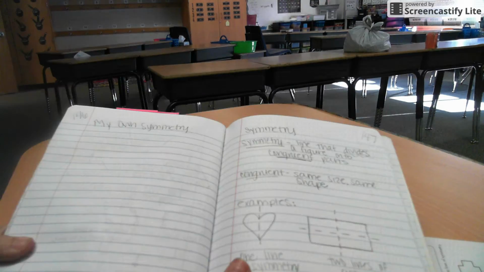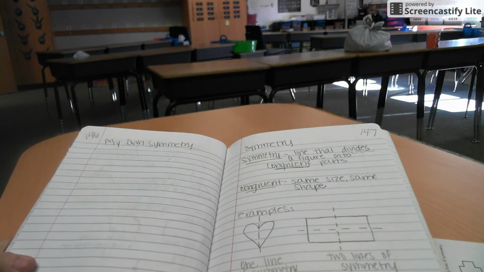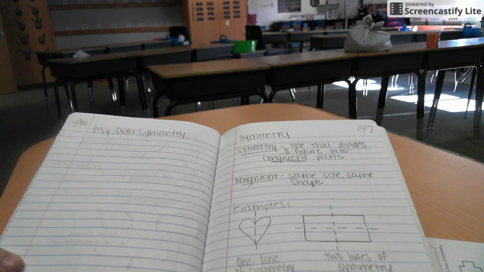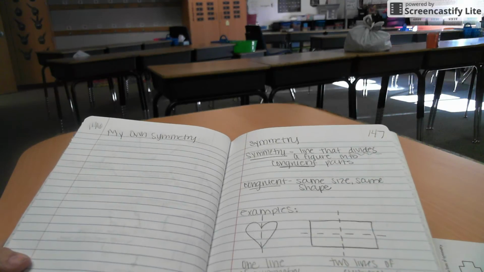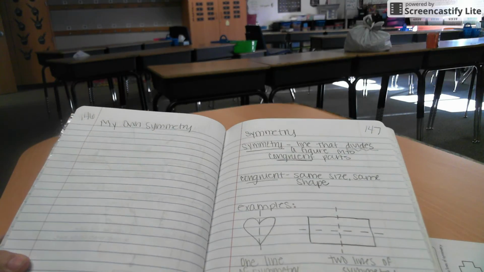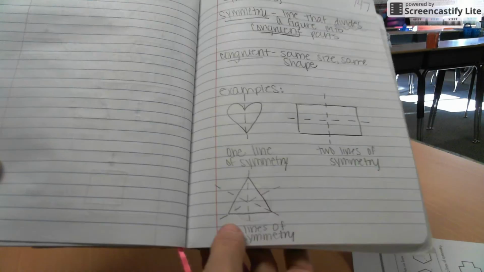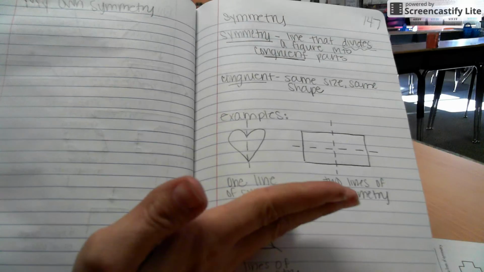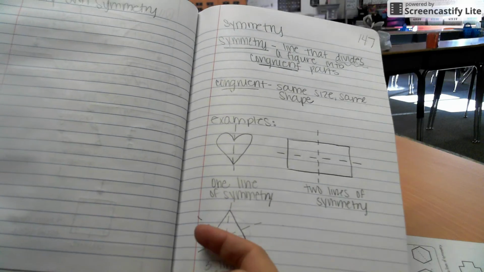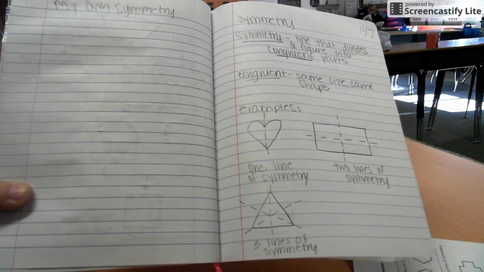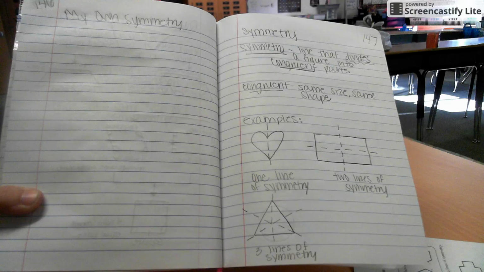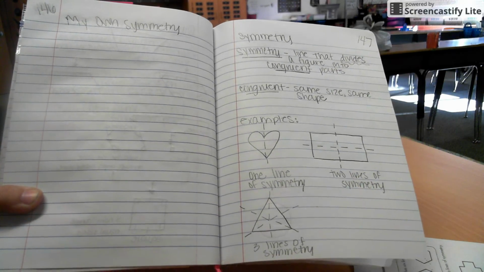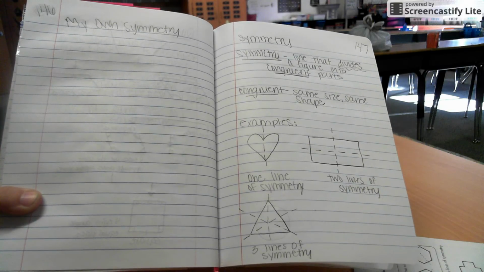Now a triangle has how many sides? 3 sides, 3 angles. Let's make a prediction. How many lines of symmetry do you think it's going to have? If I draw an equilateral triangle, it will have 3 lines of symmetry because I can fold it this way, or this way. But you have to be careful with some triangles because if it's isosceles and scalene, it might not have 3. It might have less. But my equilateral will have 3 lines of symmetry.